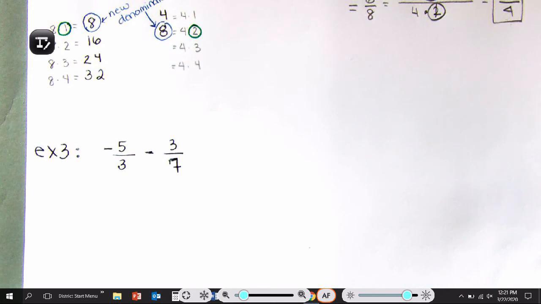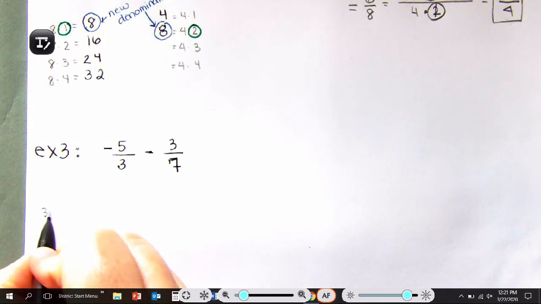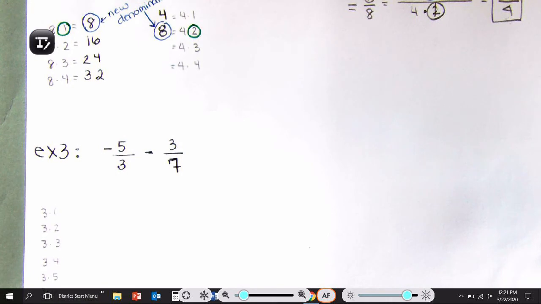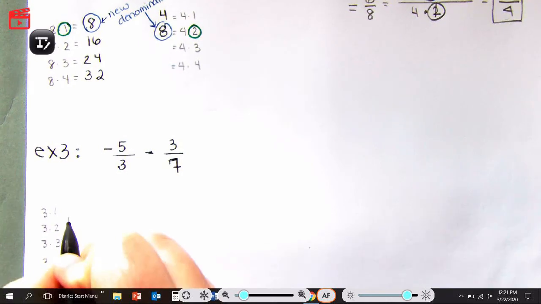Okay, step number 1, look at our denominators. Are our denominators the same? No, they are not. They are different. So step number 2, if the denominators are different, list the multiples of each. So I'm going to come over here and I'm going to say 3 times 1, 3 times 2, 3 times 3, 3 times 4, 3 times 5, 3 times 6, 3 times 7.